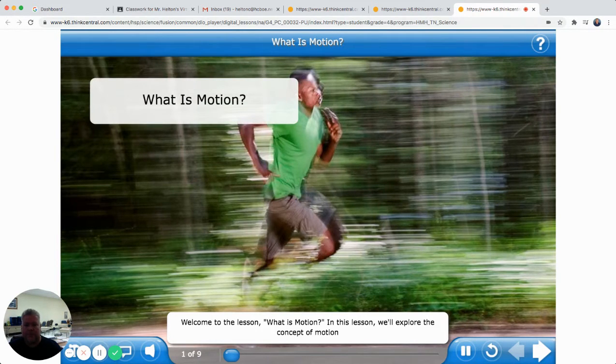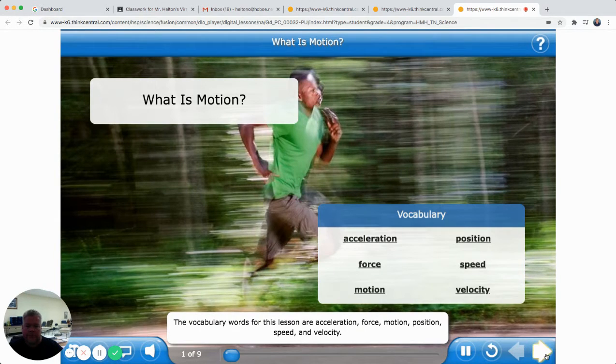Welcome to the lesson, What is Motion? In this lesson, we'll explore the concept of motion and how it affects an object's position and even an object's direction over a period of time. We'll also explore changes in the position of an object and how to calculate speed. The vocabulary words for this lesson are acceleration, force, motion, position, speed, and velocity. Click each word to learn more about it.